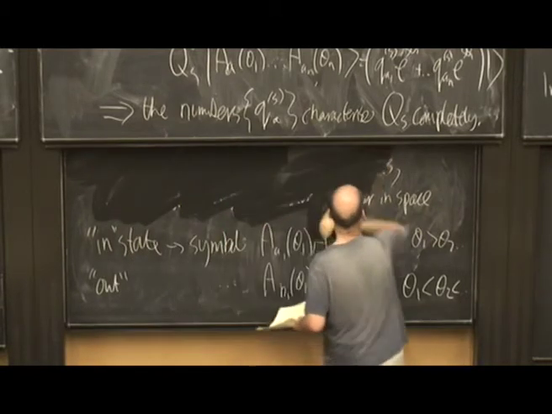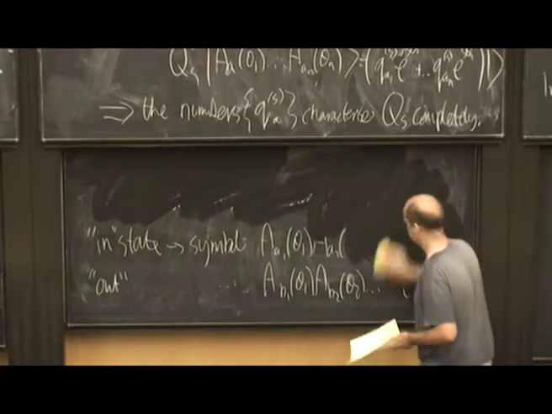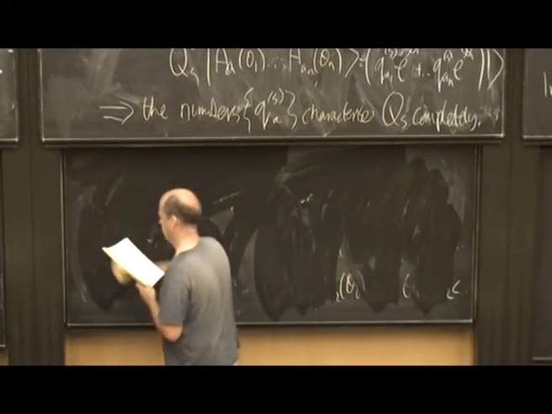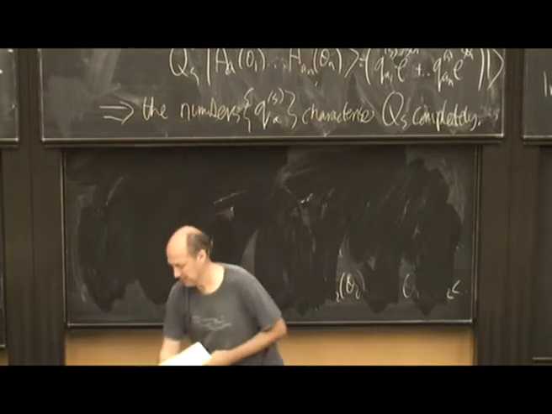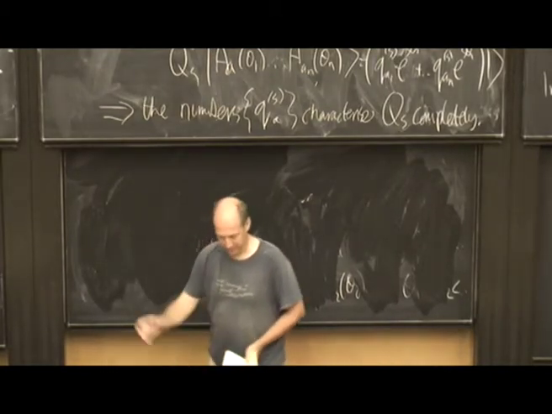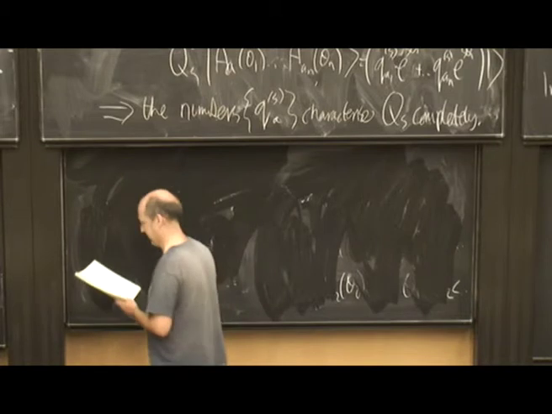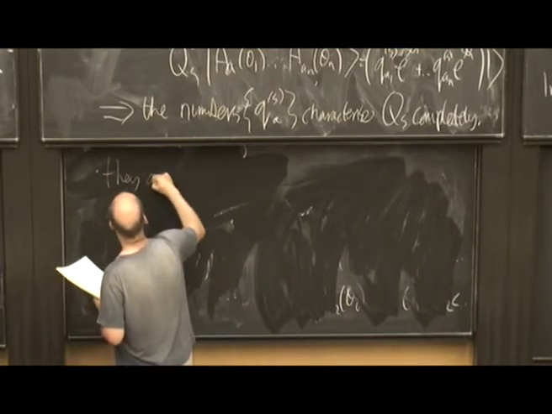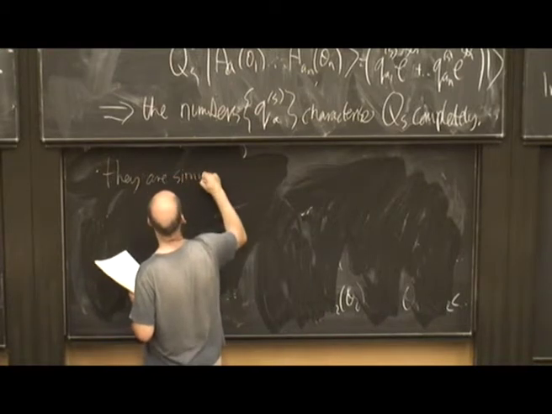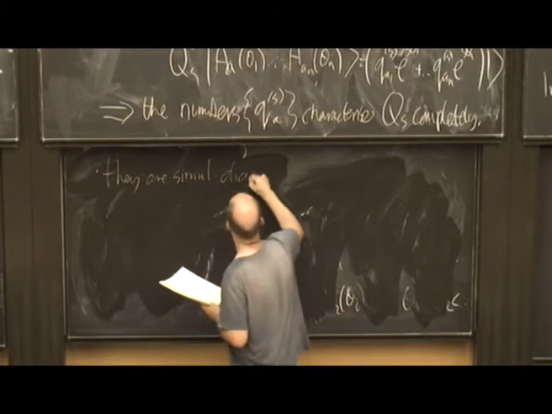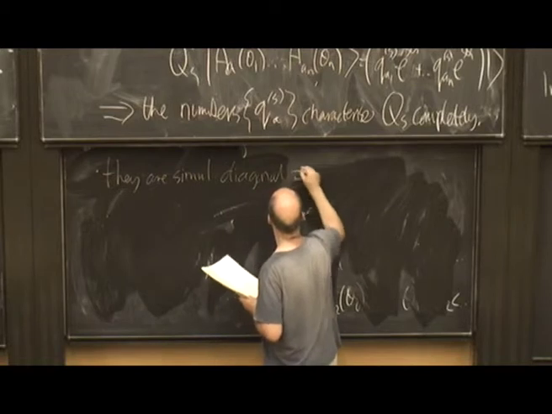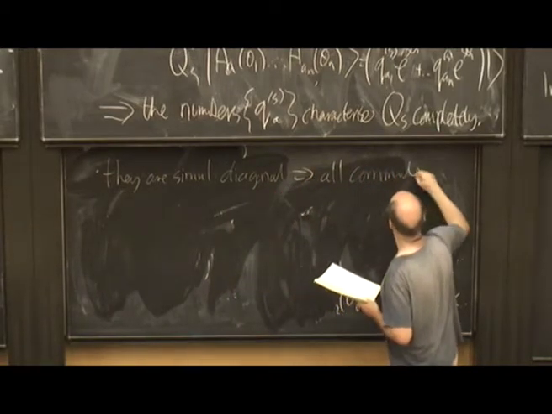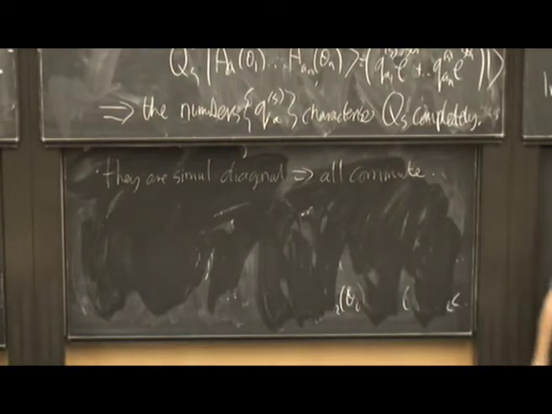And since they're simultaneously diagonalized by all these asymptotic states, they also all commute. So they are simultaneously diagonal, therefore all commute. So we're talking about a set of commuting conserved charges.